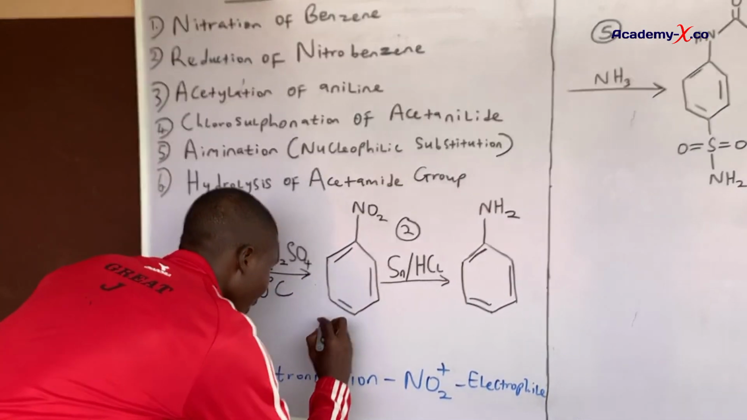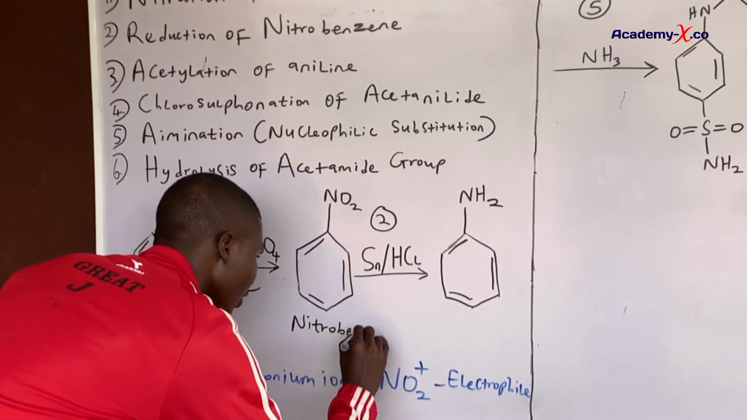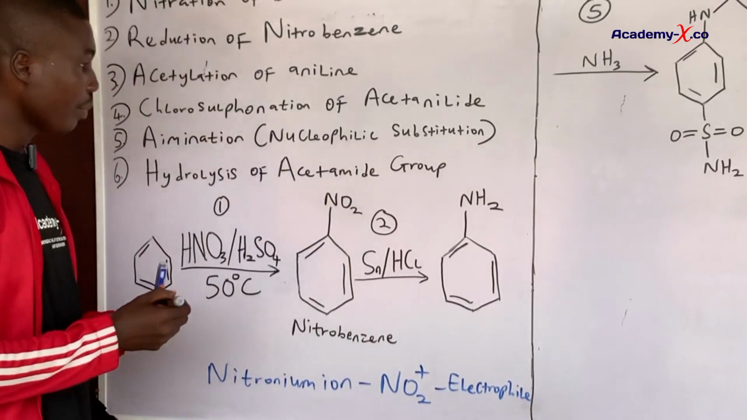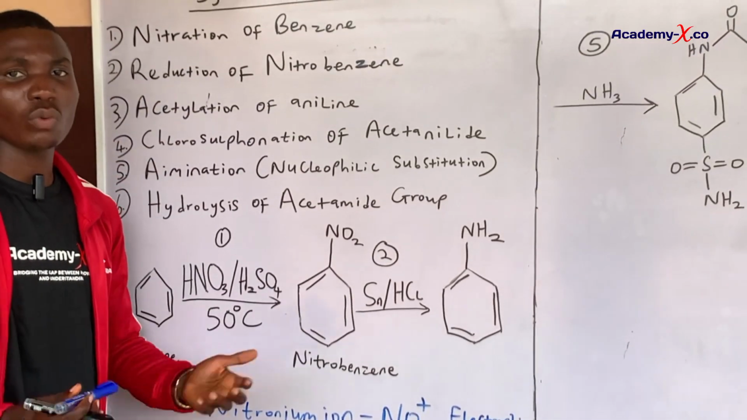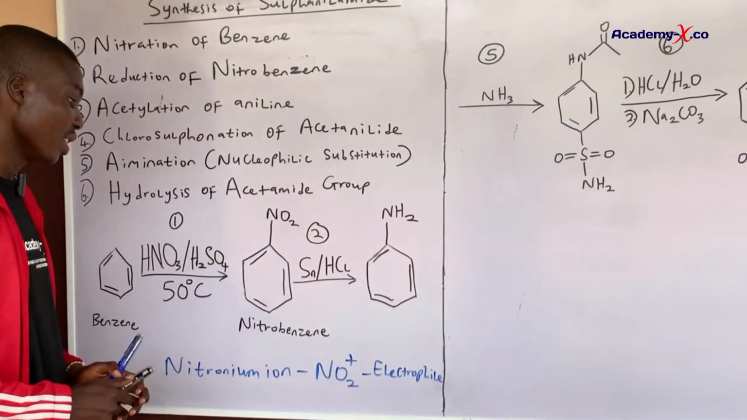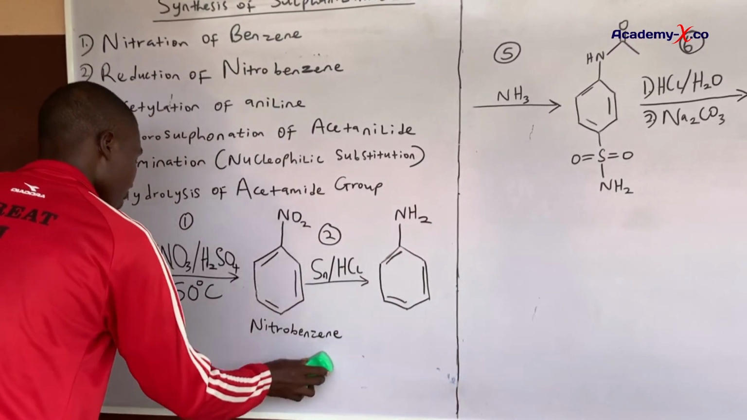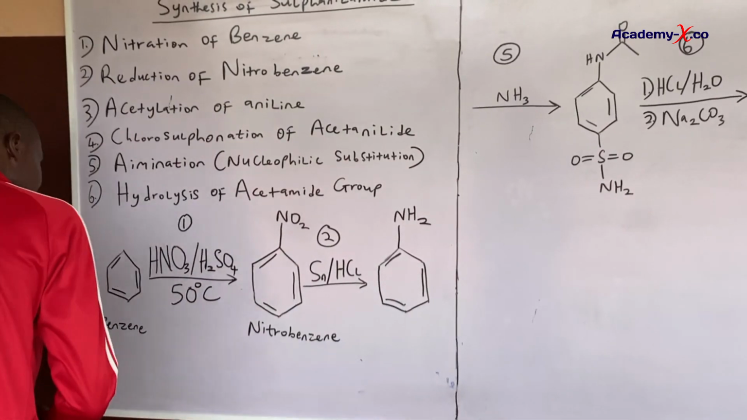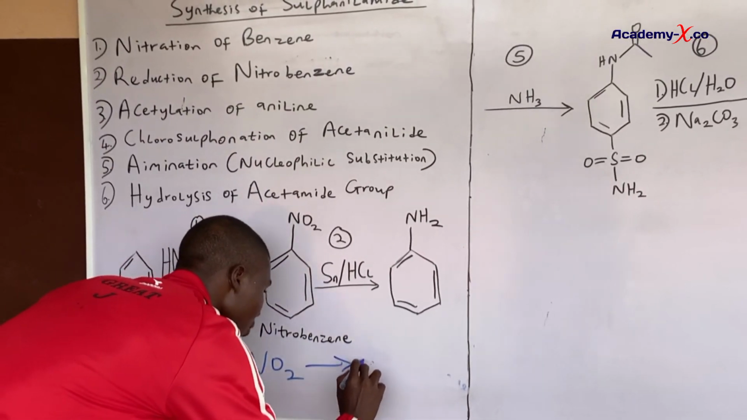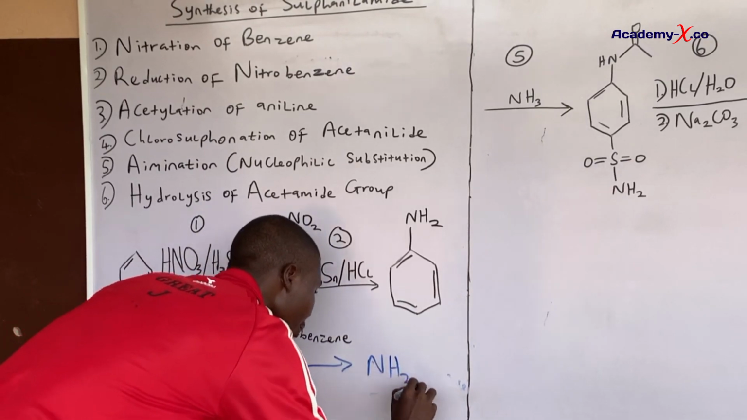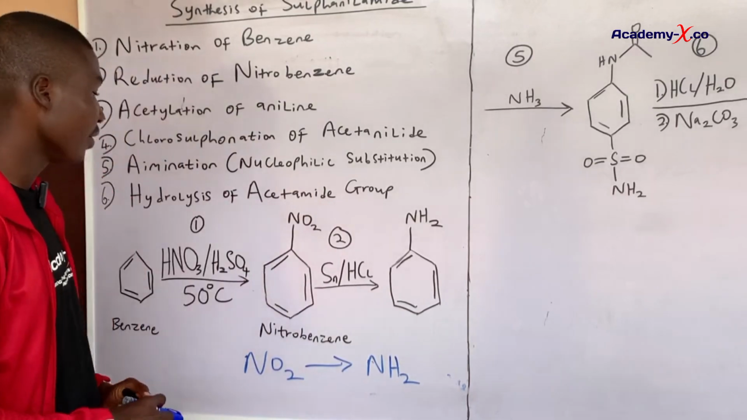So what we now have is nitrobenzene. All right, so nitrobenzene has to now go through the next step, which is the reduction of nitrobenzene. What are we reducing on the nitrobenzene? What we are reducing is the nitro group. We want to reduce the nitro group into an amine group. So that's basically the reduction process.